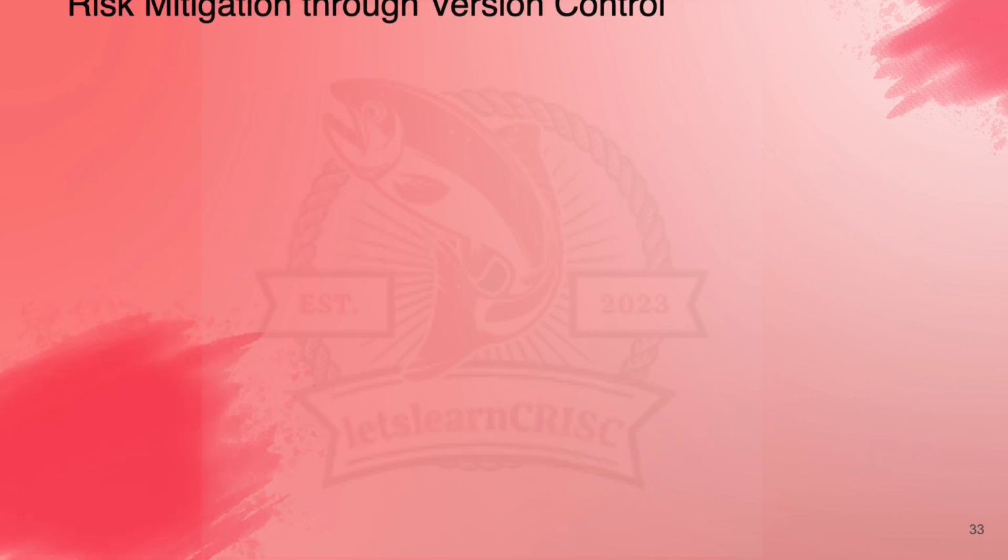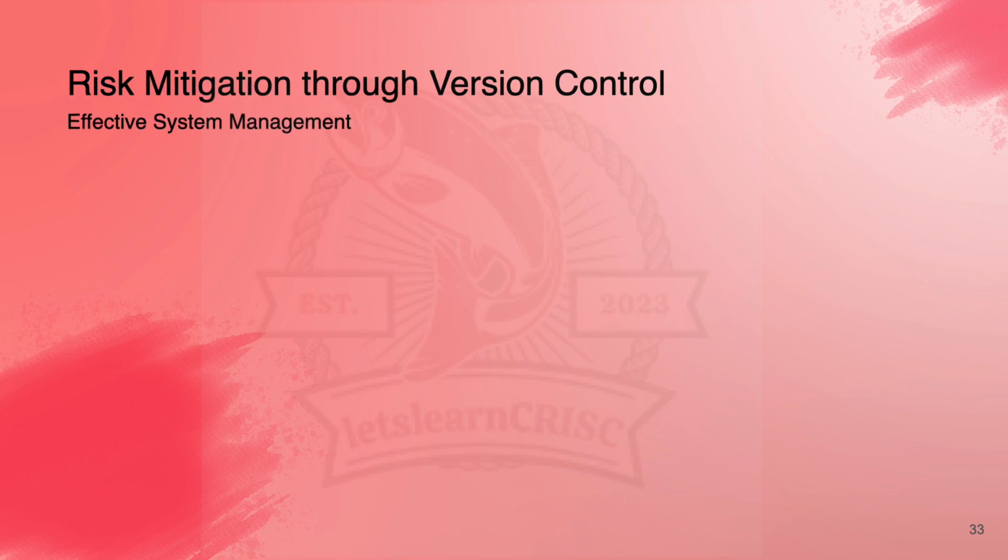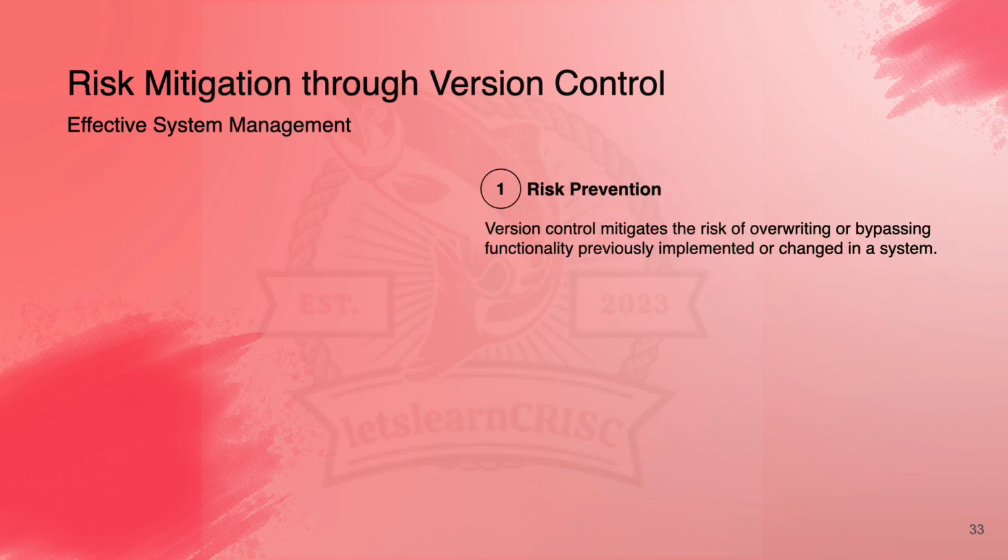Next, we'll discuss risk mitigation through version control, that is effective system management. The first is risk prevention. Friends, version control helps to prevent the risk of overwriting or bypassing functionality that was previously implemented or changed in the system. It ensures that changes are tracked and managed systematically.